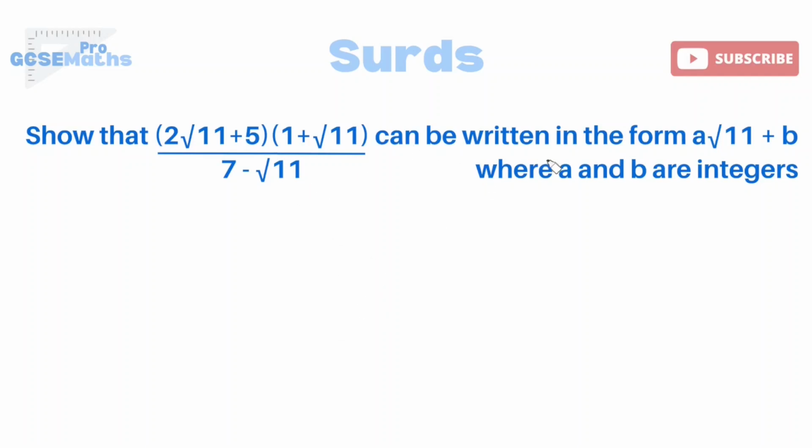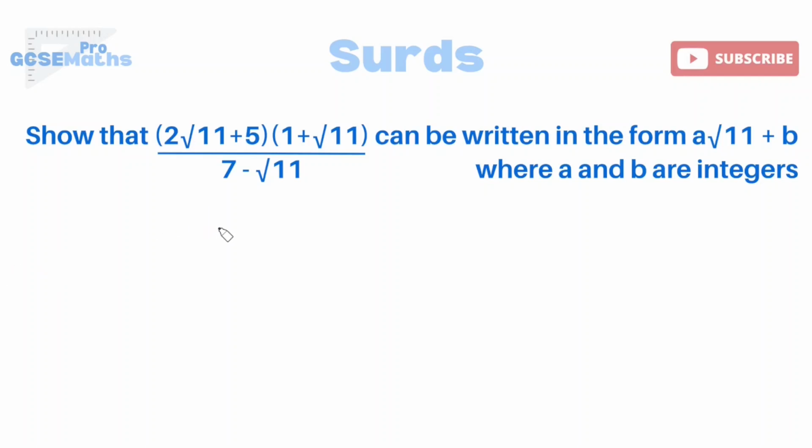in it, right? But it says, show that this can be written in the form of a root 11 plus b. Again, where a and b are integers. You can see in this case, yeah, we're going to rationalize the denominator, but ideally the whole thing is going to cancel out and there won't even be a fraction at all. So that gives you a bit of a hint. So pause the video, try this one out yourself, and then come back and check your answer.